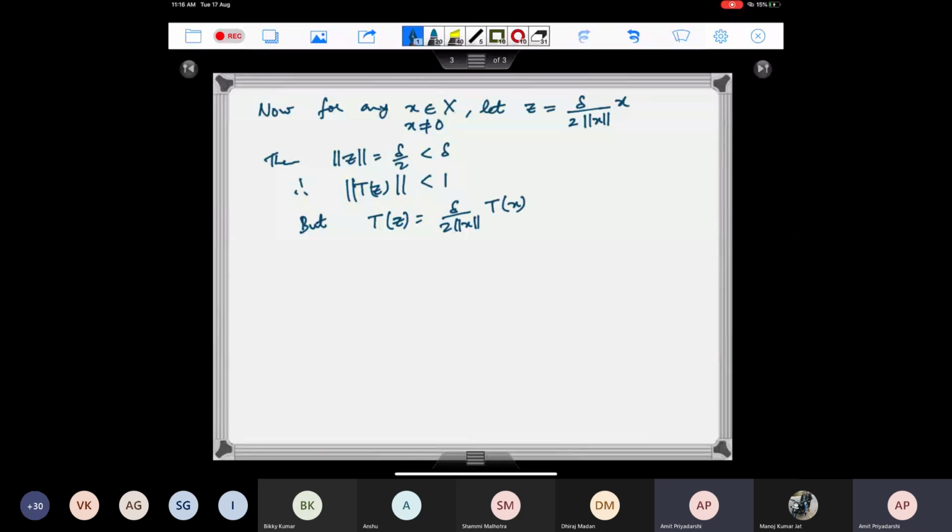So I choose z to be equal to delta by 2 norm x times x, for any non-zero x. So the norm of z is delta by 2, which is less than delta. Therefore, we know that the norm of Tz has to be less than 1. But Tz, because T is linear, is this scalar times T of x. So the norm of Tz, this we know is less than 1, and this is equal to delta by 2 norm x times norm Tx. This implies norm of Tx is less than 2 by delta times norm x.